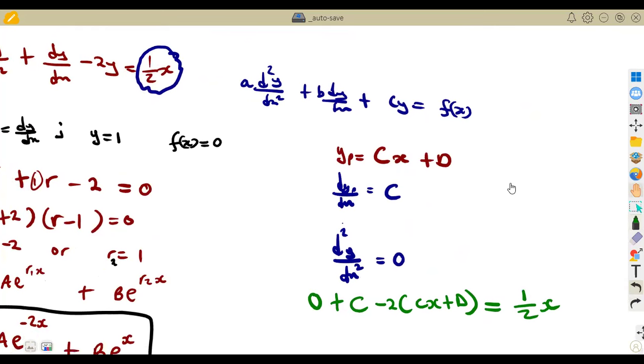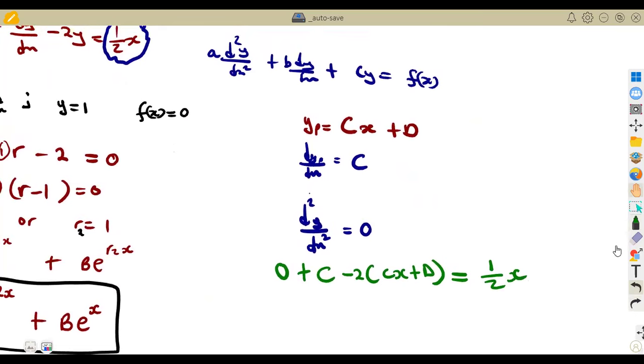So we have formulated an equation which holds for all values as long as what we have on the right-hand side is equal to this. We can solve for C and D. All right? So it's going to be C, minus 2 times Cx, which is minus 2Cx, minus 2 times D, which is minus 2D, is equal to the half of x.